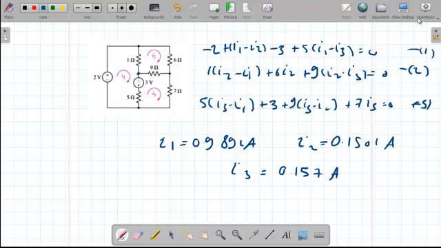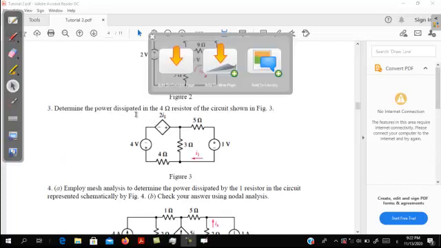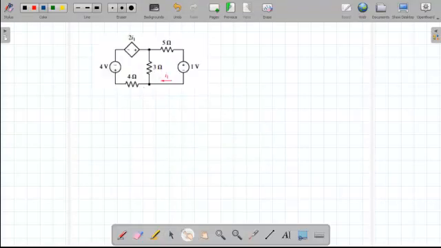We go to problem number 3. Here we need to find the power dissipated in the 4 ohm resistor using mesh analysis. So first of all, we need to write our KVL equations for the circuit.